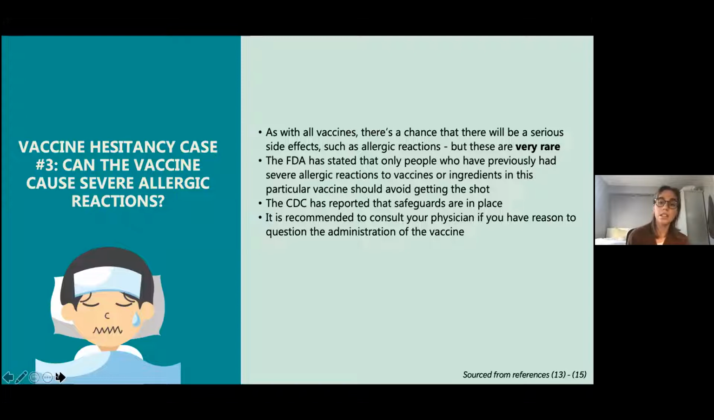The CDC has reported that safeguards are in place at vaccine locations. You have to stay for a certain amount of time. If you are allergic, you have to bring your EpiPen and you are monitored on site. But it is recommended to consult your physician if you have any reason to question the administration of the vaccine.